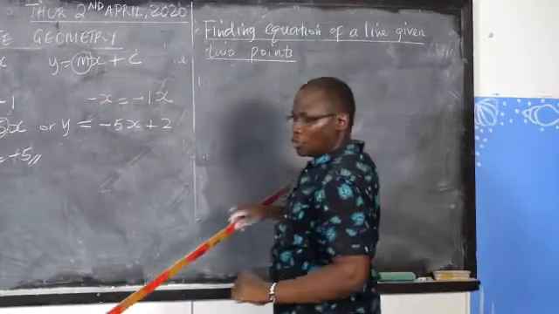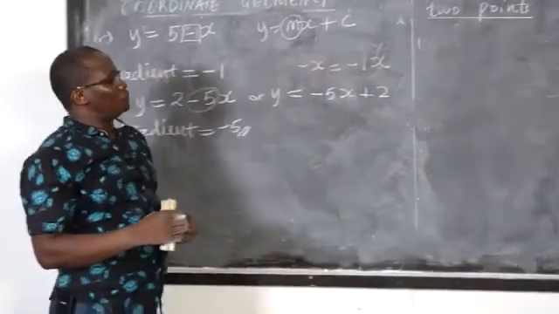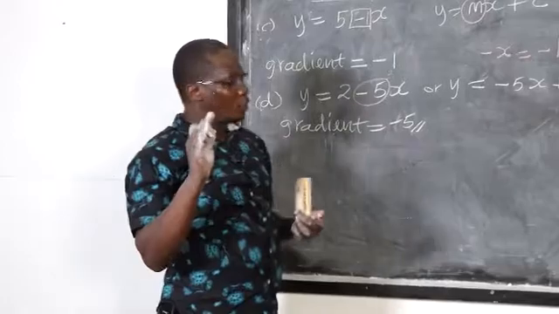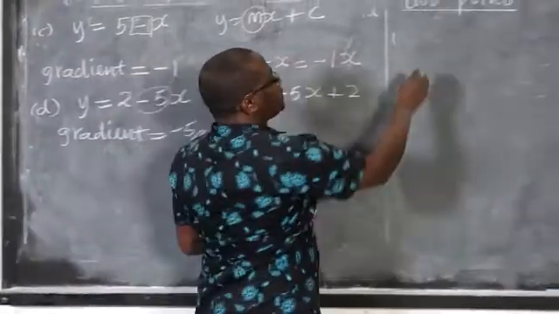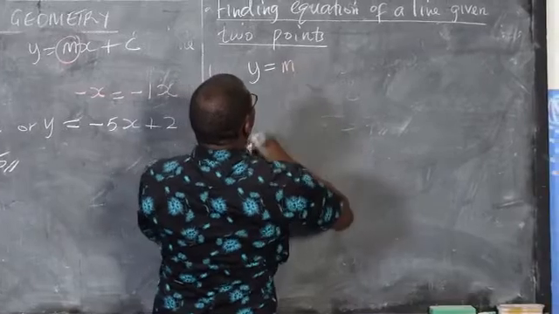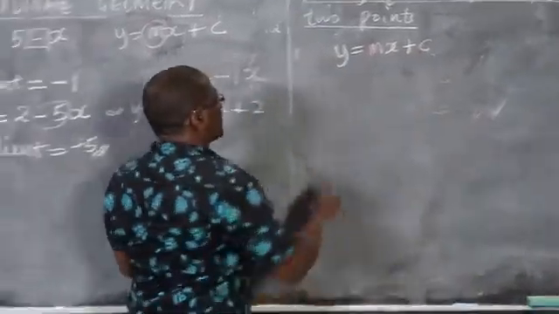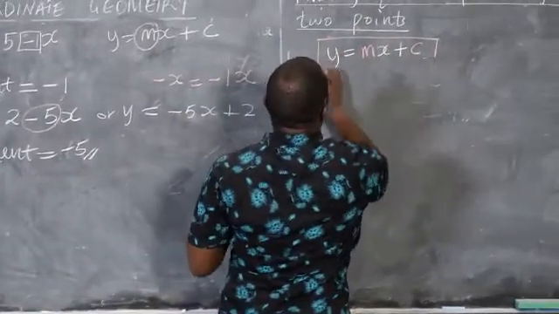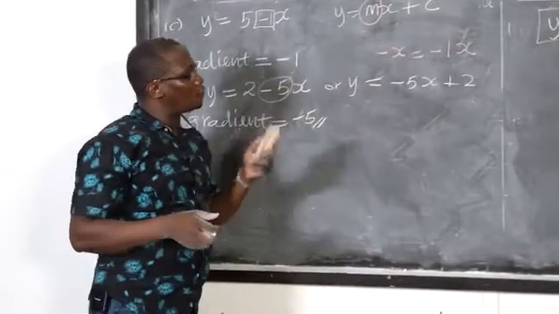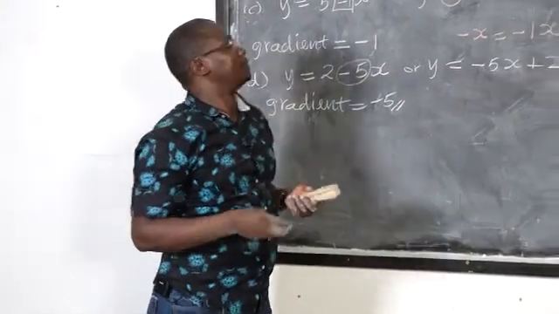So, finding the equation of a line given 2 points. This is also very important to note, just like I said before, that the general form of the equation of a straight line is given as y equals mx plus c. So this is a very important formula when it comes to straight lines. Now we want to see how to find the equation of a line given 2 points.